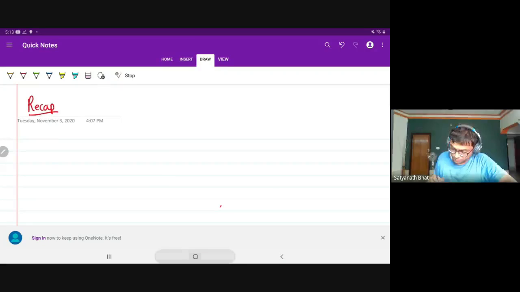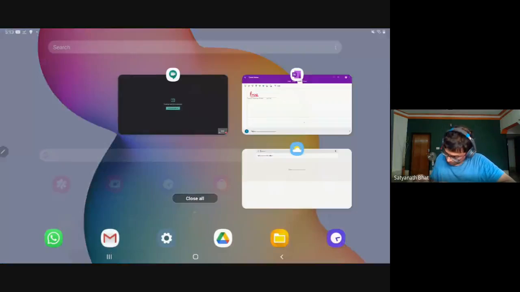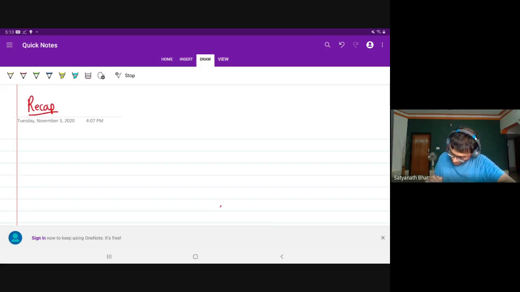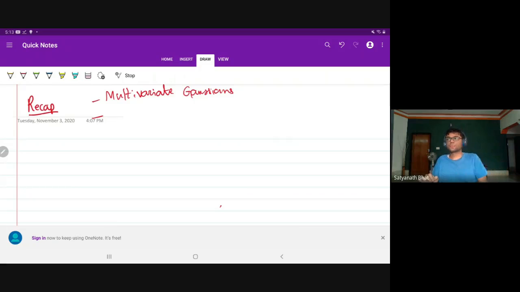So let's briefly do a recap of what we have been learning. What we have been doing is multivariate Gaussians. This was the first topic that we spent a lot of time studying. Then we looked at derived distributions.